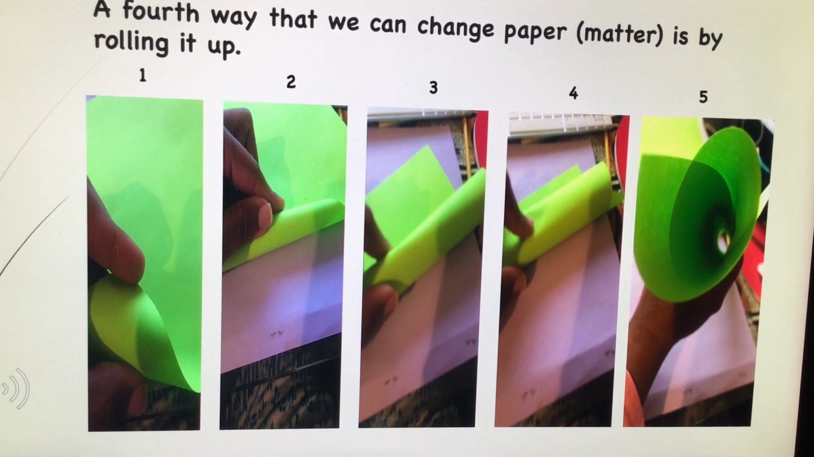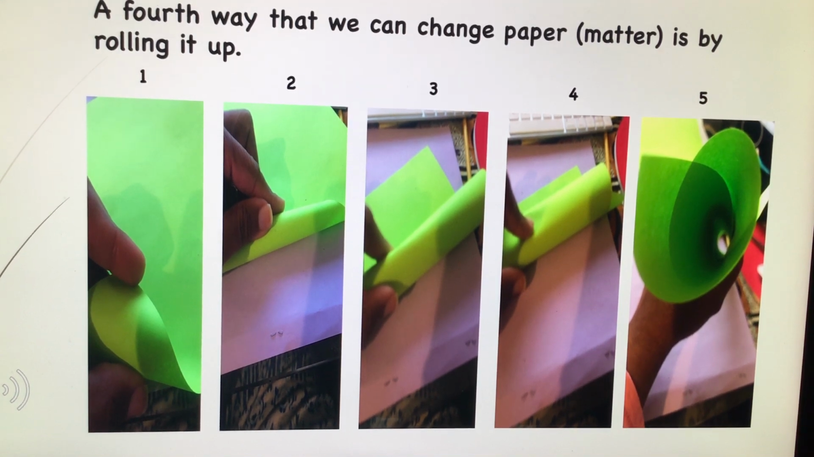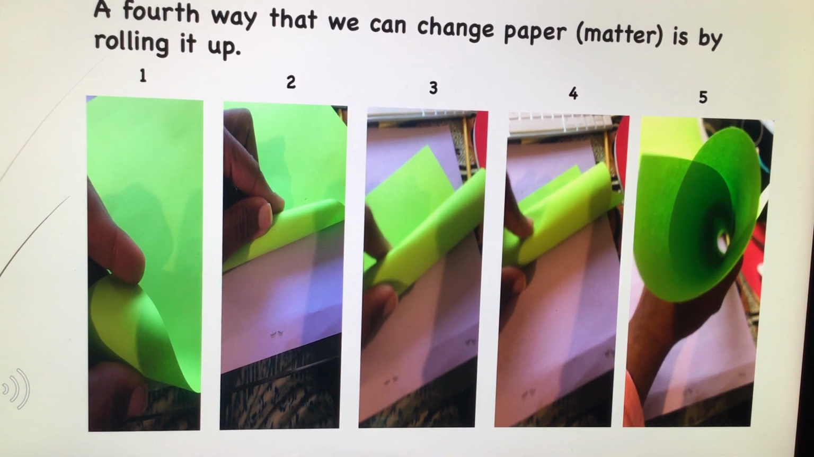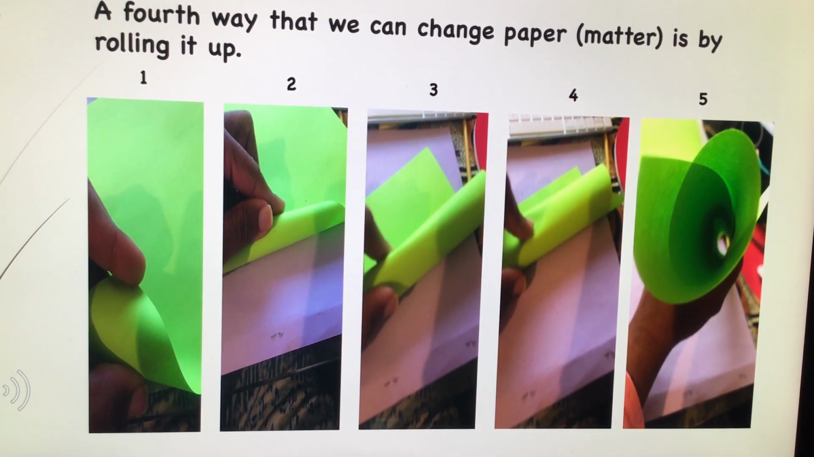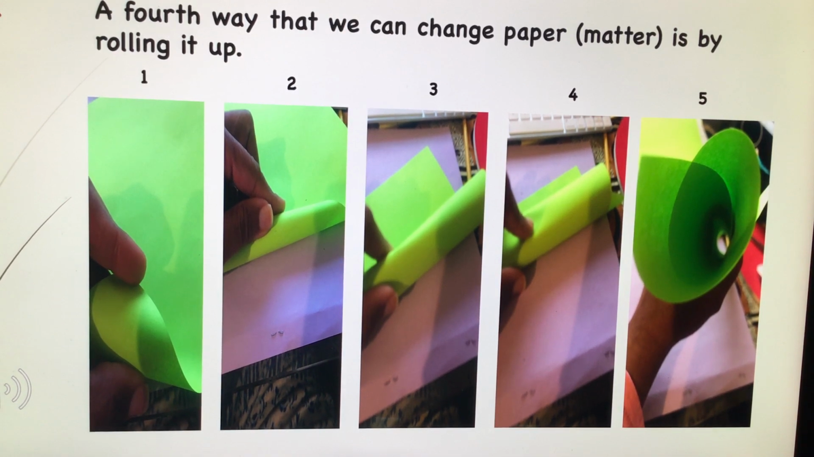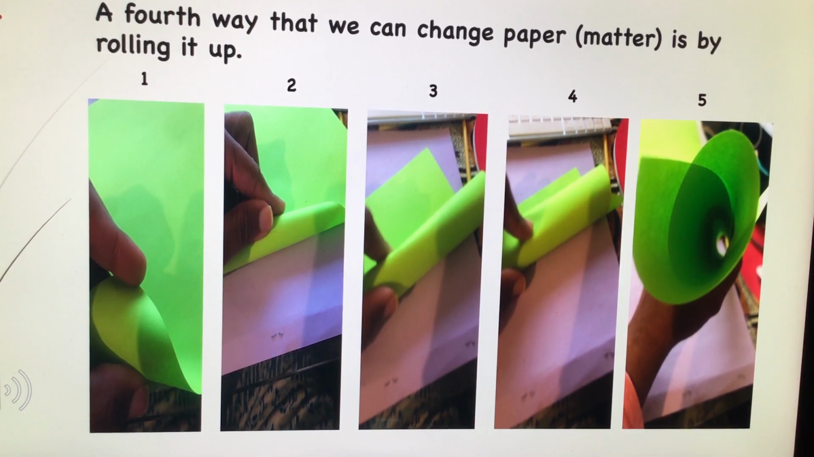Did we change the texture of the paper? I don't know. What do you think? Did we change the size of the paper? I don't know. What do you think? Did we change the shape of the paper? I don't know. What do you think? Make your predictions. These are some questions that you can think about by looking at the pictures and being the great scientist that I know you are, and observing and comparing.